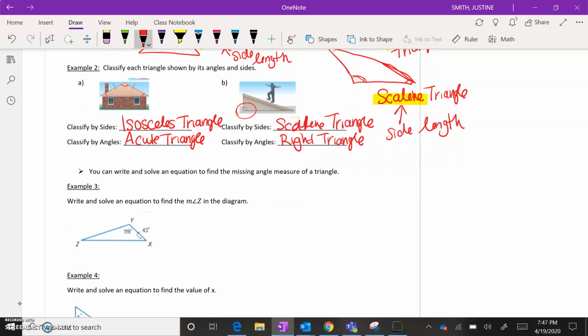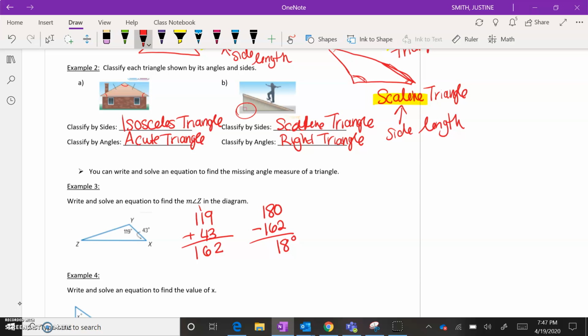Okay, so now it's also telling us you can write and solve an equation to find the missing angle measurements of a triangle. So this is what we talked about in the beginning, that we know that all of the angles of a triangle have to add up to 180 degrees. So if I know that this angle Y is 119 degrees, I know angle X is 43 degrees, I'm going to add those together and get 162 degrees, which means if there's only a total of 180 degrees, I'm going to subtract what I already have. So I know that angle Z is going to be 18 degrees.